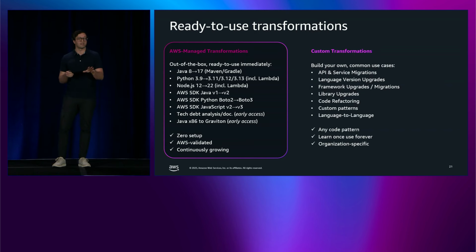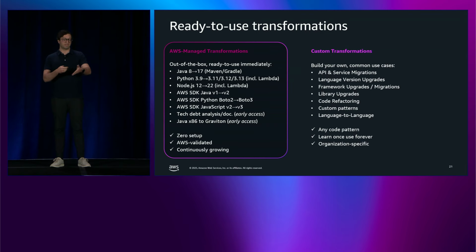Now, that's early access. It's not perfect yet. We're still working on it, but we're comfortable enough to give it to y'all to try out. Java x86 to Graviton, we're seeing really good success on our benchmarks internally on that. That one's hopefully going to leave early access relatively soon once we have a little more data.